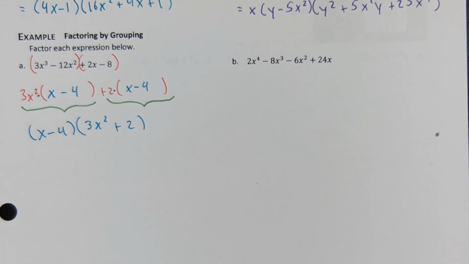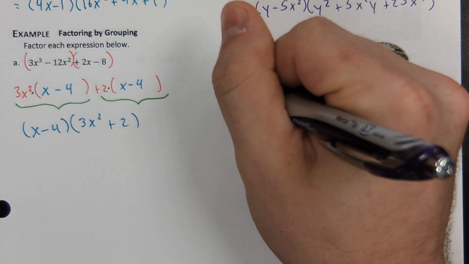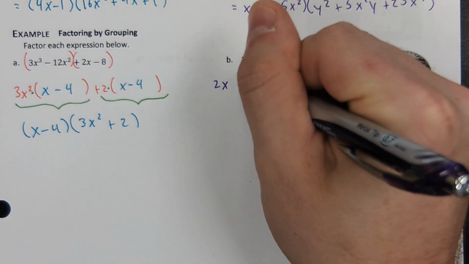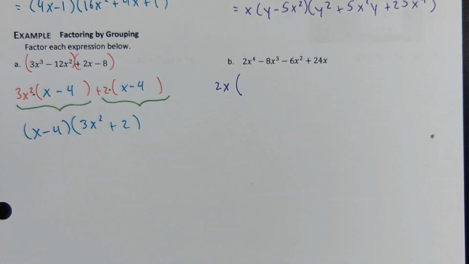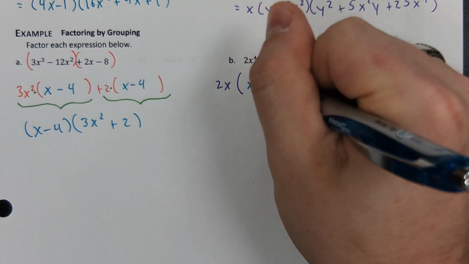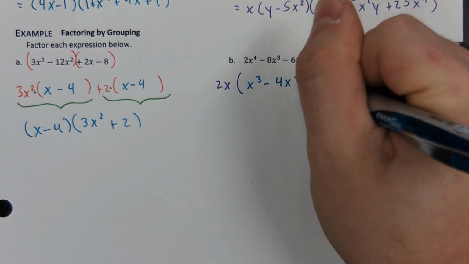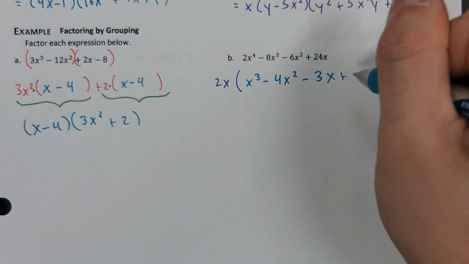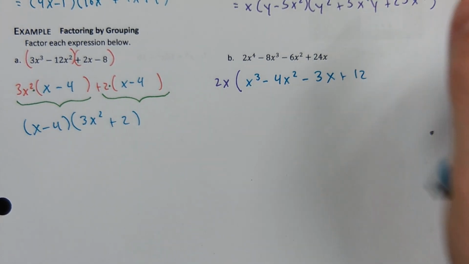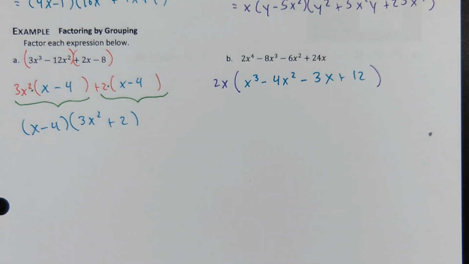Anytime you're factoring, you're always on the hunt for a GCF. This one has one. What is it? 2x. Good. We notice that there's an x in all of these things. So let's undistribute our 2 and our x. That's going to get me an x to the third minus a 4x squared minus a 3x plus 12. Yep, cool. All right.